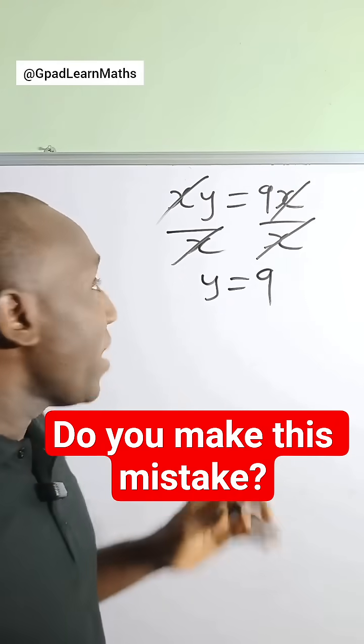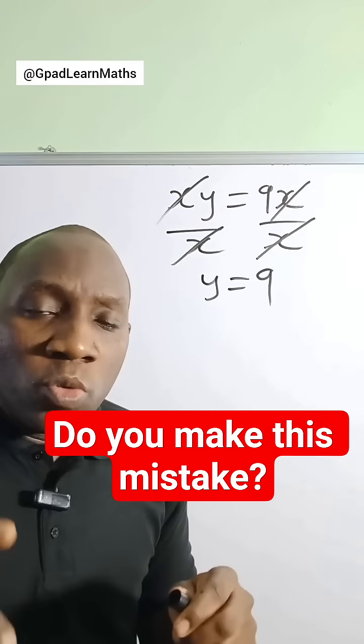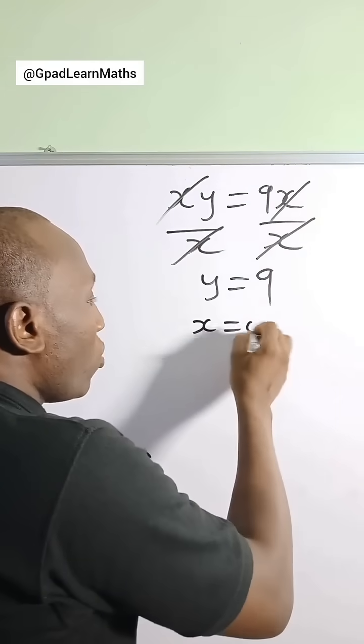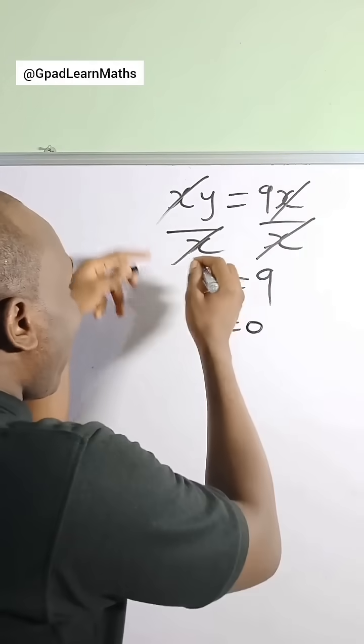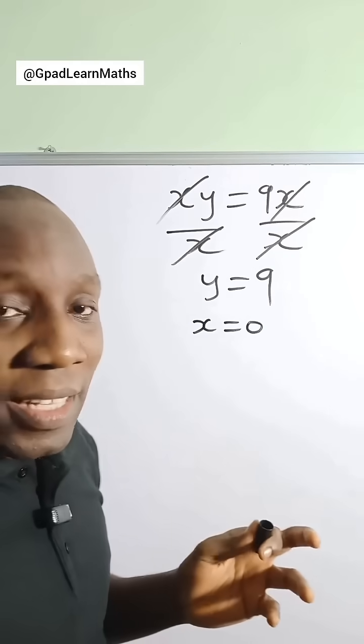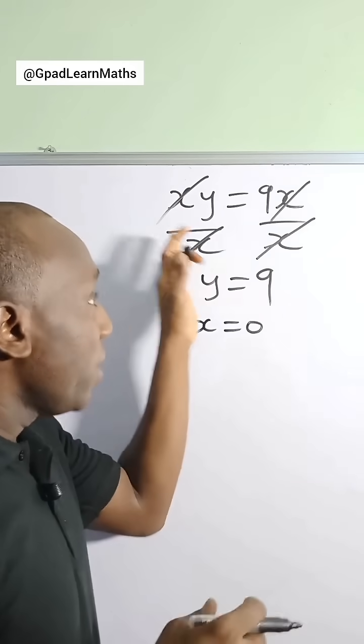You cannot divide both sides of an equation by a variable because you don't know what value that variable is holding. Imagine if x is equal to 0, which means you would be dividing both sides by 0, which is undefined. So that's why you don't divide both sides by a variable.